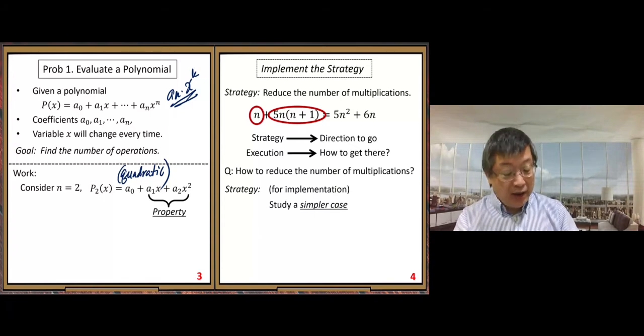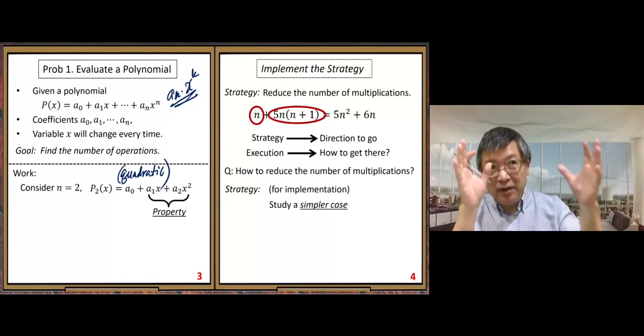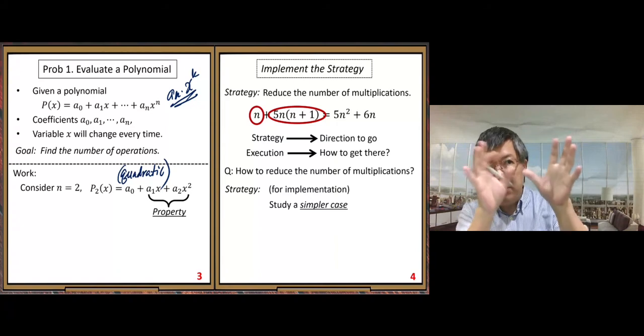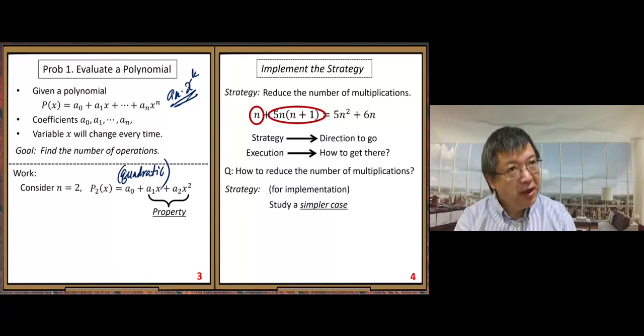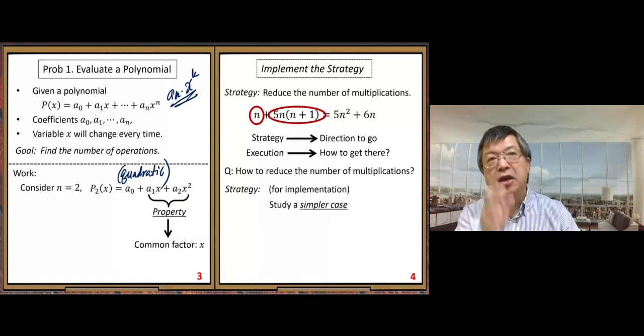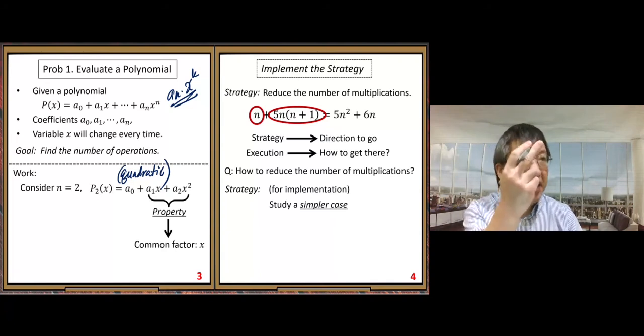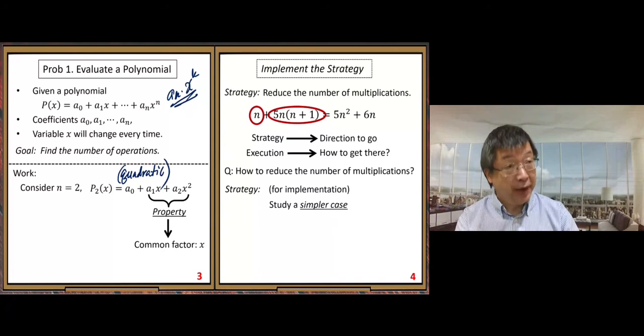Can you see that here I combine the last 2 terms? Can you see something interesting here? The interesting property is the common factor. These 2 terms have common factor x. So that could be useful, right?